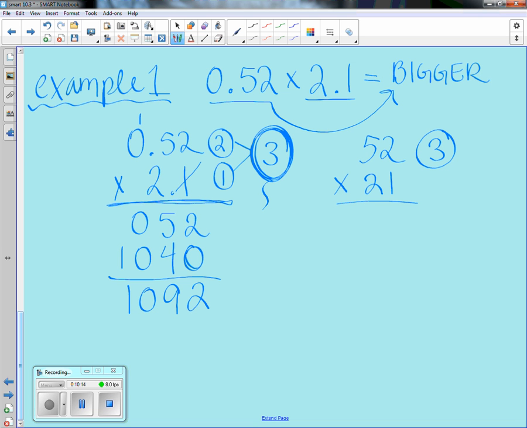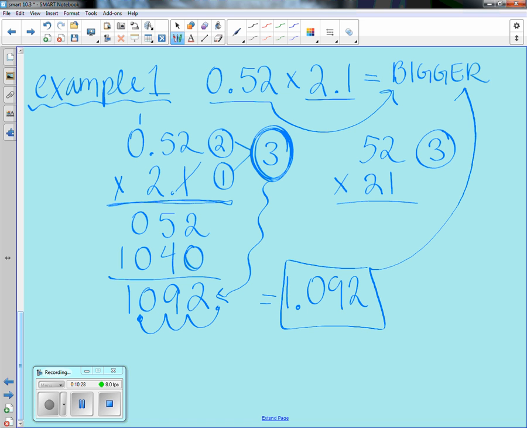Now, this is where I start to use my 3. I bring it down here. My decimal point always starts here, and I go 3 places to the left. So my answer is 1 and 92 thousandths. Now let's check up here. Did it get bigger? Yes. So we know that we're right, or at least in the right direction.